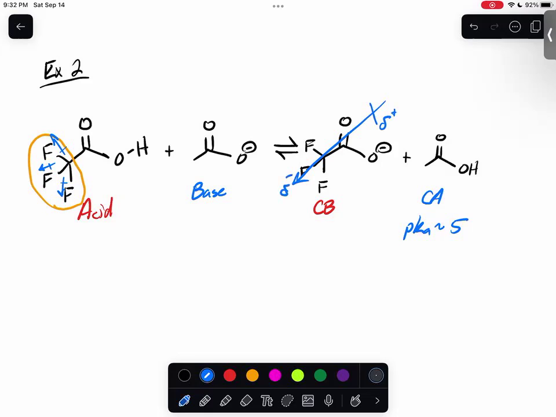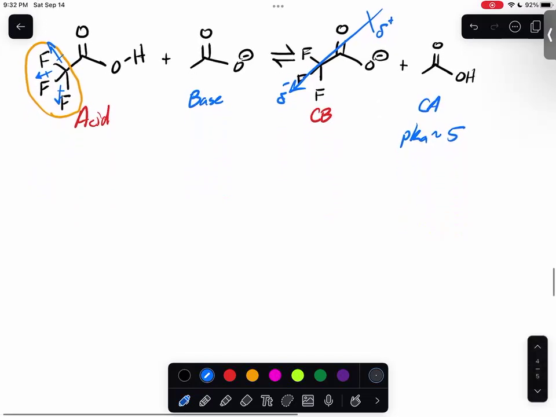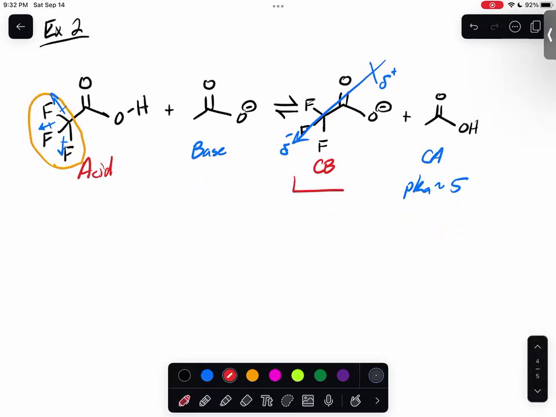And that would tell us that our conjugate base is stabilized via induction, right? And if this is a more stable conjugate base because it's sort of putting a partial positive charge on the negatively charged oxygen, that means that the acid must be stronger.